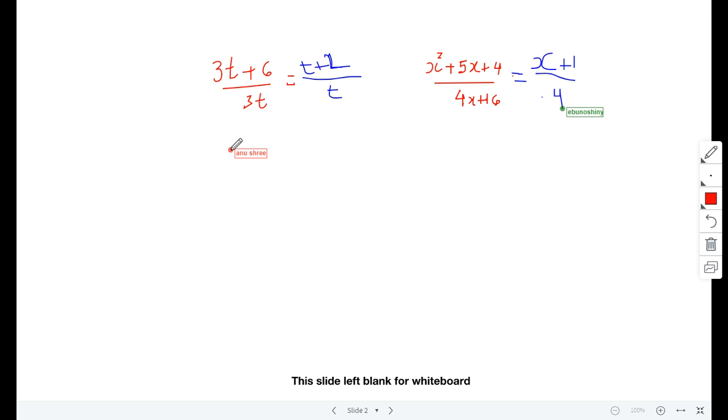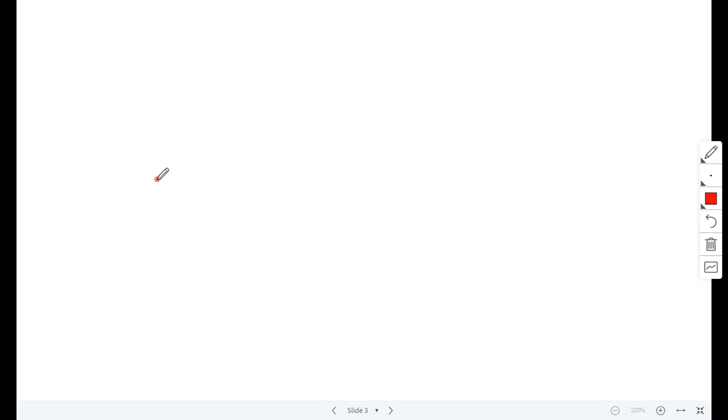Okay, now the next type is adding and subtracting rational expressions. That means if it's given in this manner. Like how to add and subtract rational expressions or fractions. So here you can see that the denominator is the same, that's y and y. Then you just have to write y. It's 3y, so it's 3 over y. That's correct.